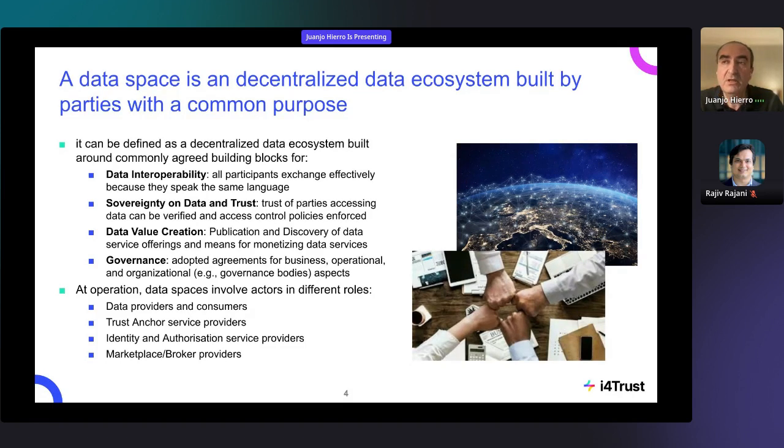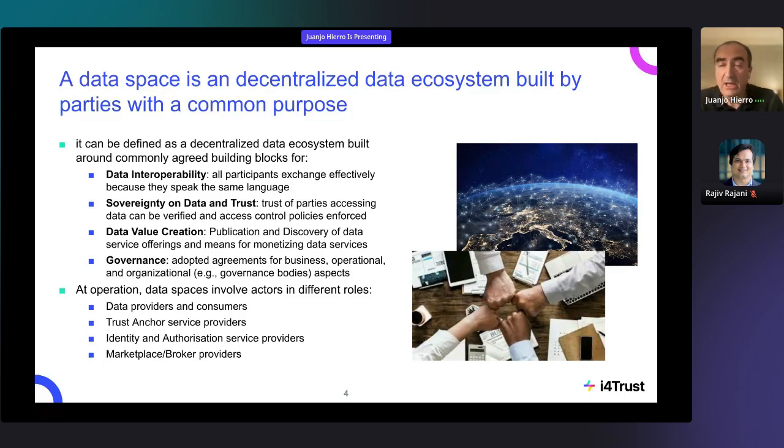Last but not least, there will be also non-technological building blocks, like building blocks for governance, which comprise a number of business, operational, and organizational agreements that need to be set up in order to create any data space. We will come later with more details about building blocks on all these technology pillars and also these governance building blocks. And well, at operation of any data space, there will be different kind of actors involved.